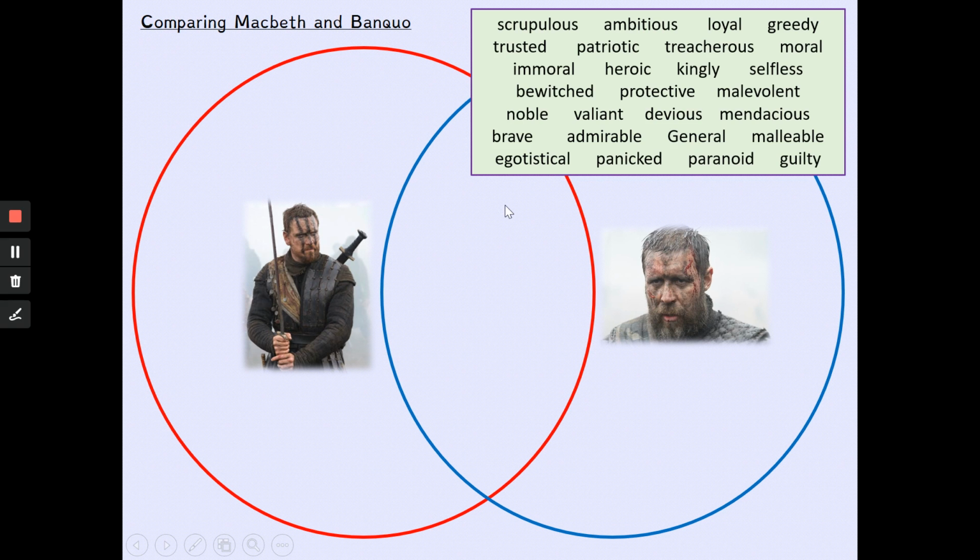Egotistical, well, probably more Macbeth than Banquo, but maybe a bit of Banquo. Panicked, him when he's going to get killed, but he's got a plan at that stage. Macbeth is much more panicked. Macbeth is much more paranoid, although Banquo obviously fears the death of himself and his son. And guilty, you make that decision. Right, a few other bits and bobs.